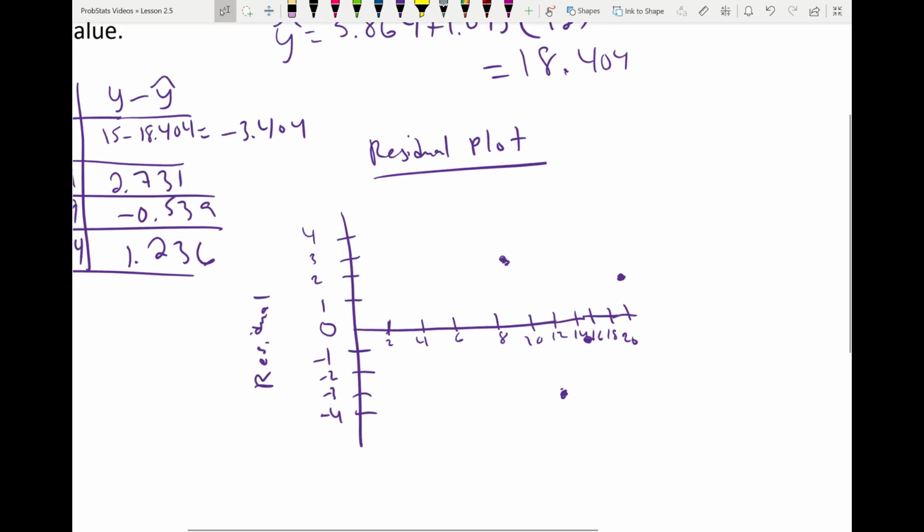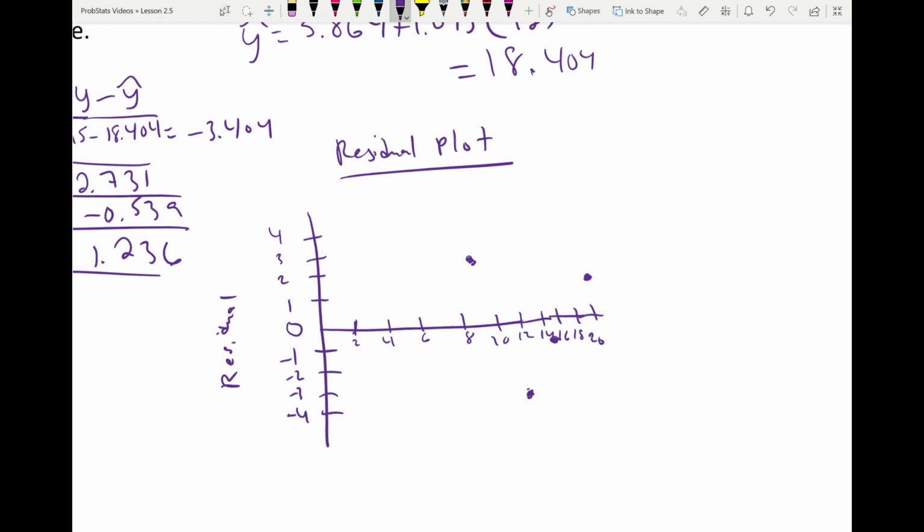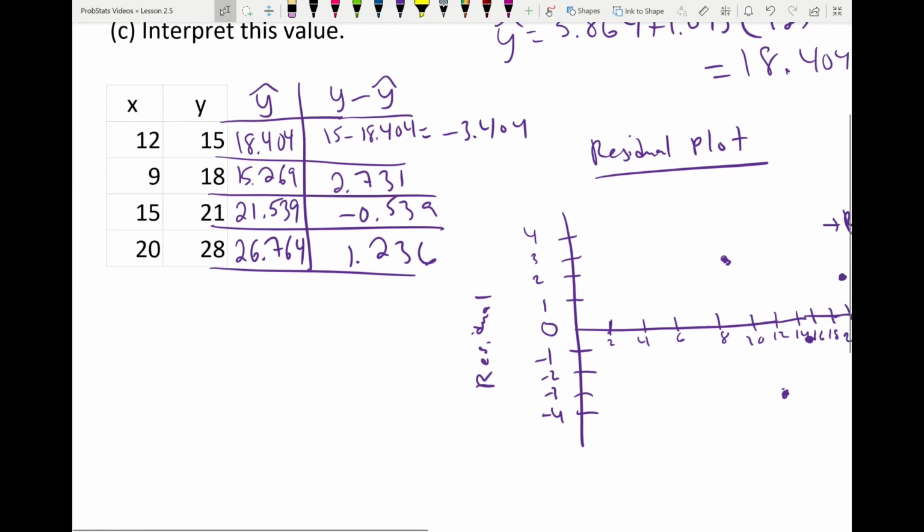But for now, it's good enough that we can kind of tell that, hey, this is probably going to be a good model. All right, so it seems to be random. So no pattern, as far as we can tell right now. So this means an appropriate model. All right, so we have a residual plot.